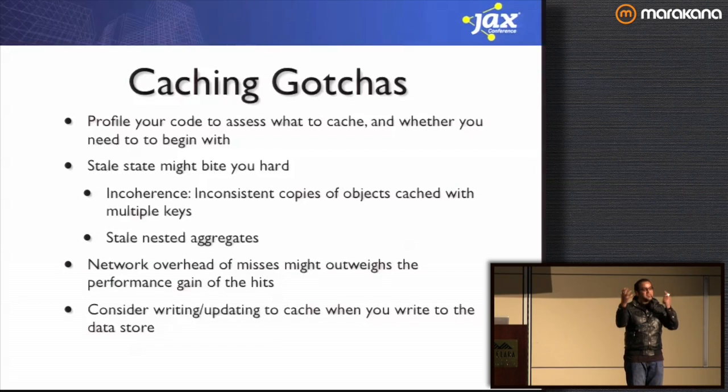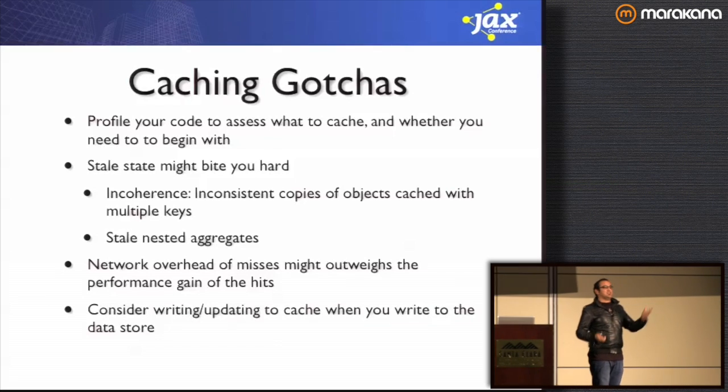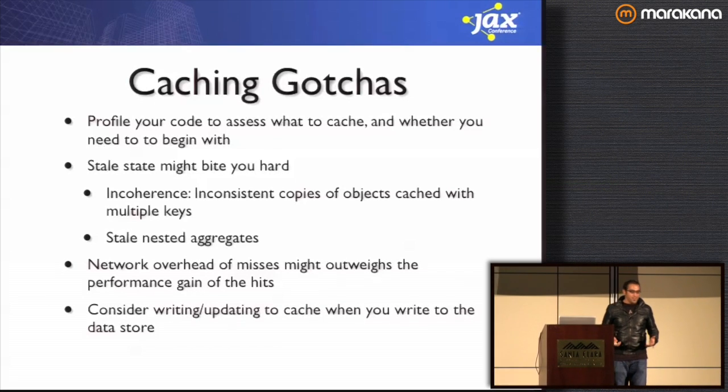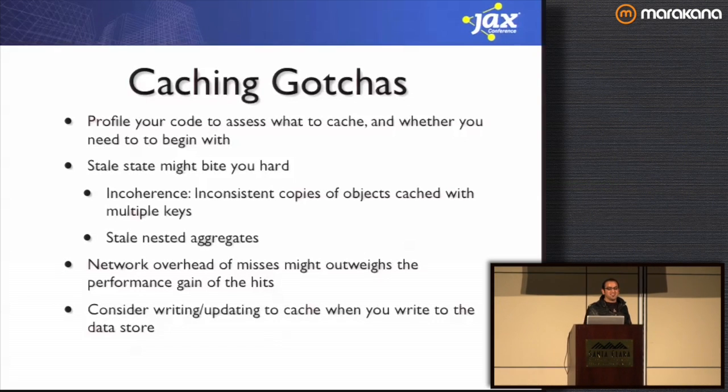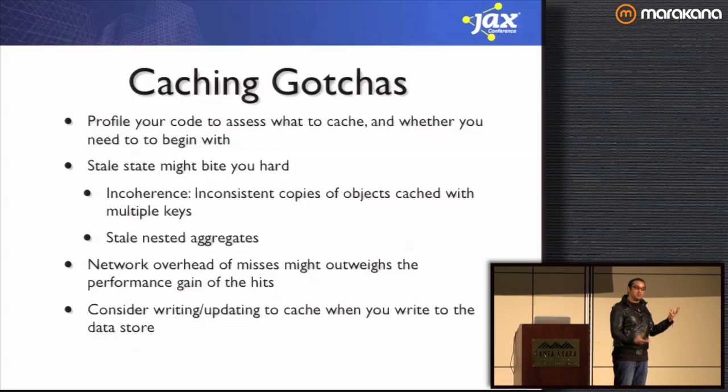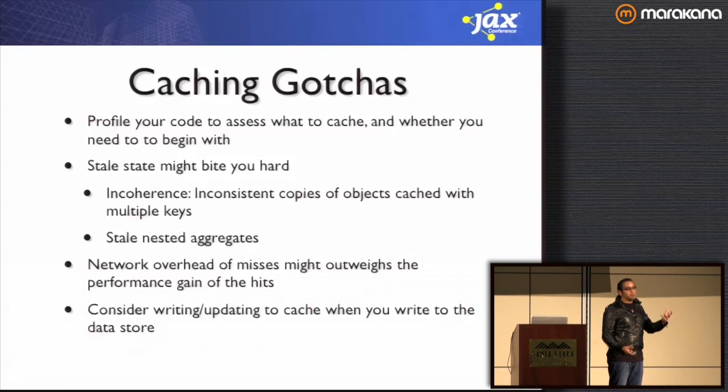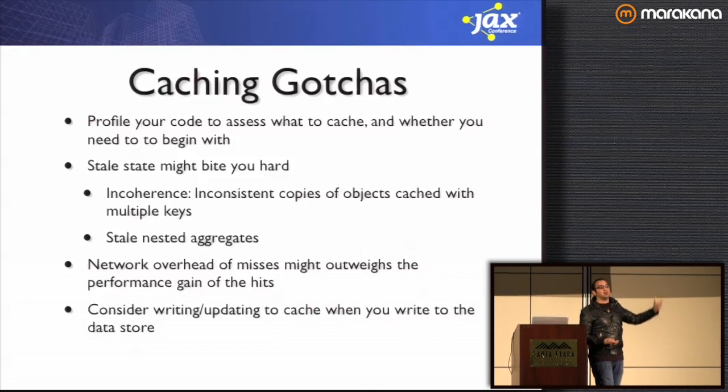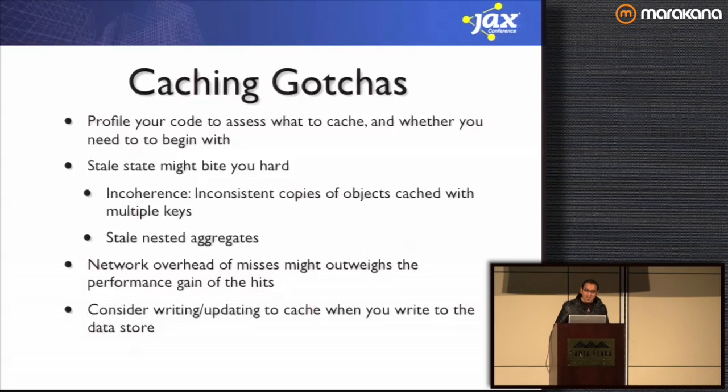So you have two inconsistent copies just sitting there, so you really want to be careful there. Also, stale nested aggregates. An employee has a bunch of children, and you take this employee and stick him in the cache, and he has 3 kids, whatever it is. That data could end up being changed in the database, his dependents' information, but it's stale in the cache.